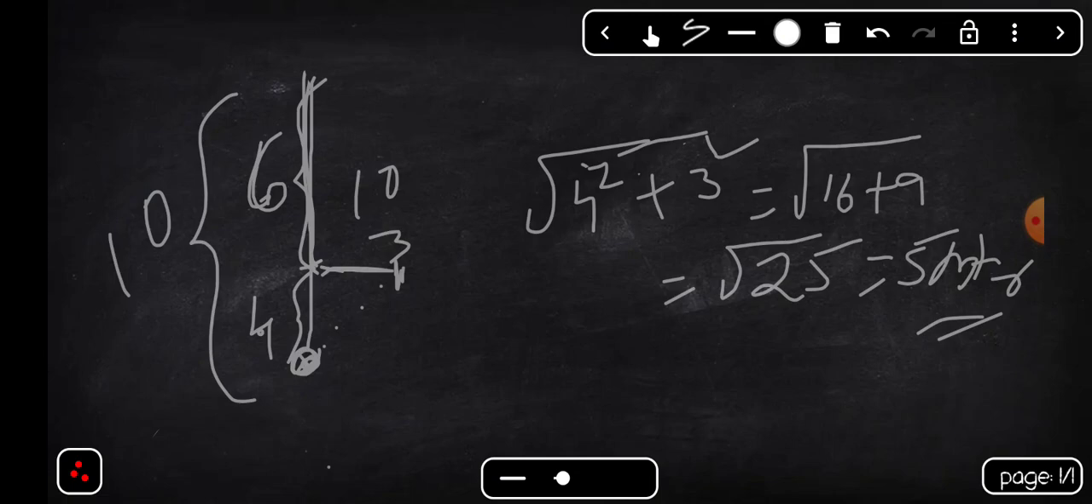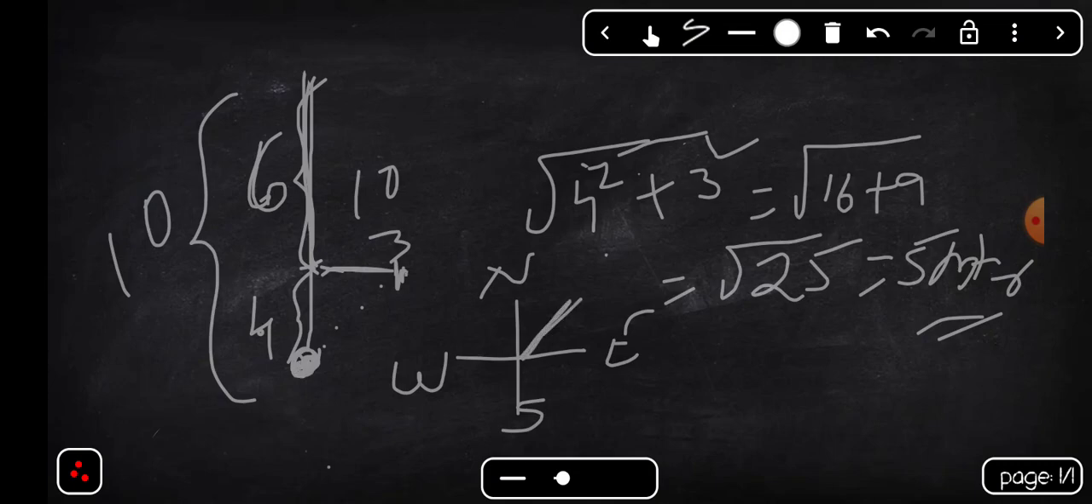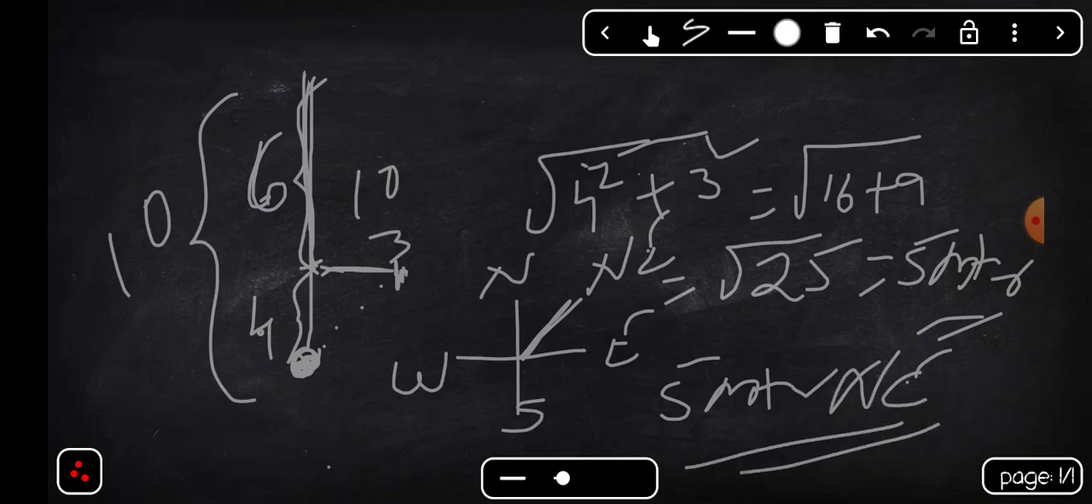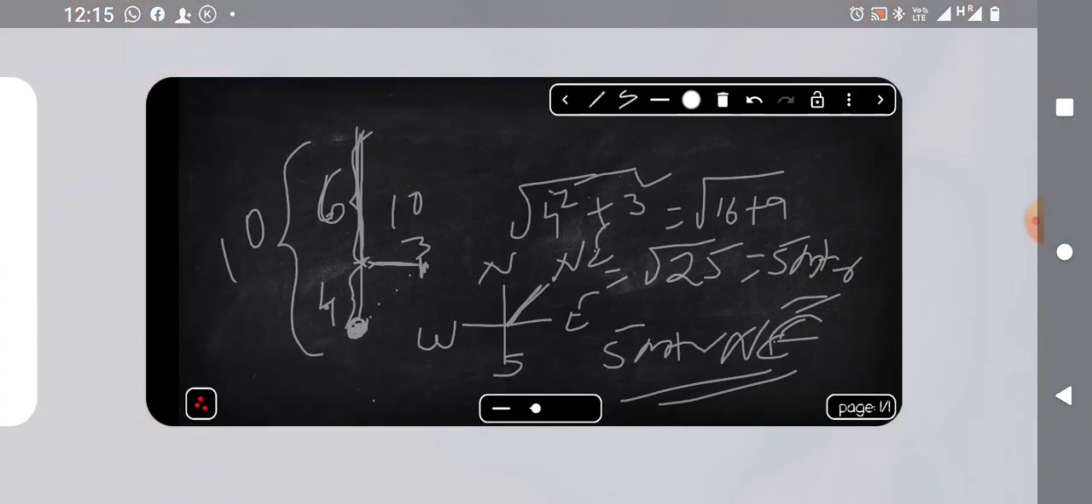Then which will be the direction? I have already told you about north, east, south, west. Now this is the starting point and this is the ending point. Which direction will this be? It is northeast. That means 5 meters northeast will be the answer. Okay, got the point. Now let us see the next question.